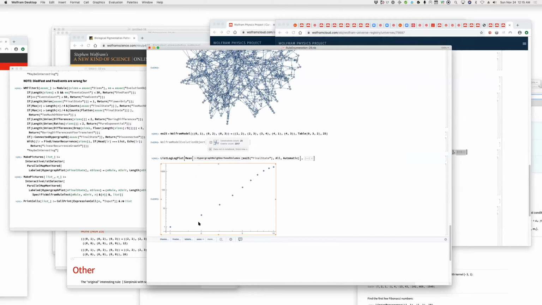That doesn't look flat. That's a log-log plot. That looks... What is it? What's that? Can I understand this? It's the mean hypergraph neighborhood volume going out to the diameter, as a function of radius. Yes.